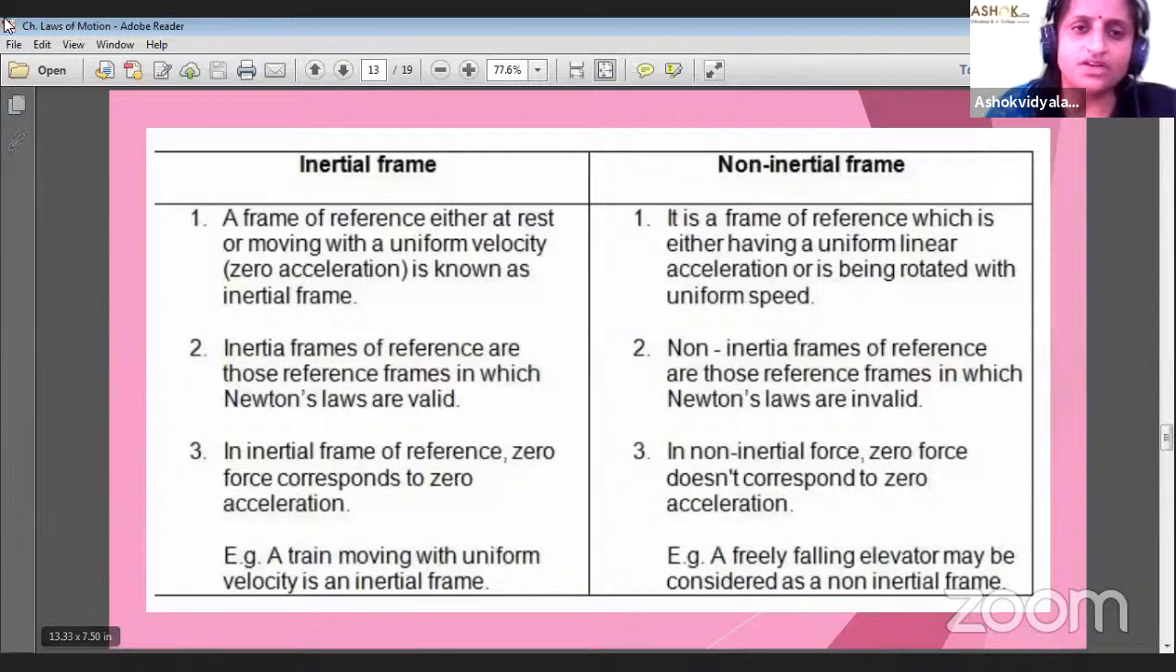As an example of an inertial frame, a train moving with a uniform velocity is an inertial frame, and a freely falling elevator may be considered a non-inertial frame. In a non-inertial frame, we are at rest but feel like we are in motion. That is, Newton's laws are not obeyed. That is called the non-inertial frame. In short, in an inertial frame Newton's laws are obeyed, but in a non-inertial frame Newton's laws are not obeyed.